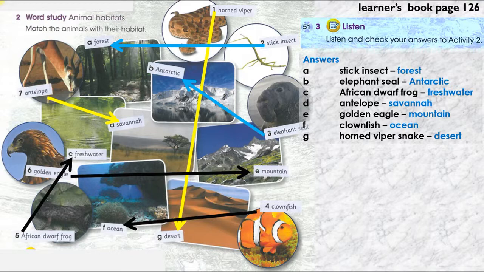1. This is a reptile called a horned viper snake. It lives in the Sahara Desert in Africa, where it's very dry and hot. It likes to bury itself in the sand, where it waits for its prey. Lizards and birds are its favorites.